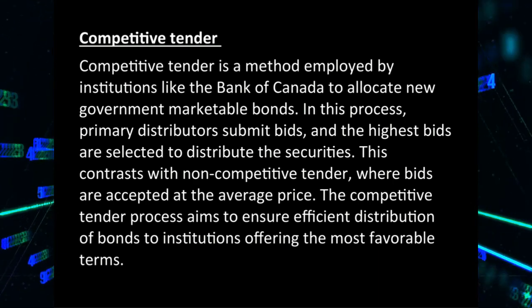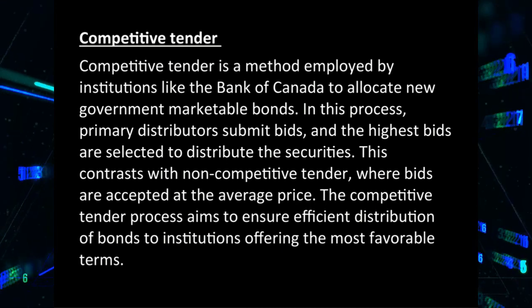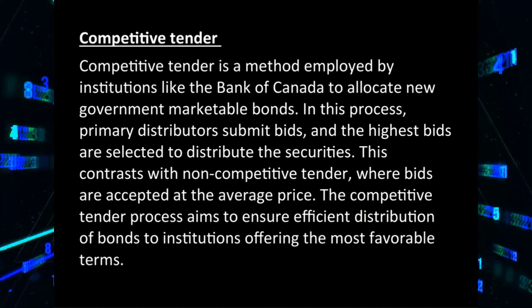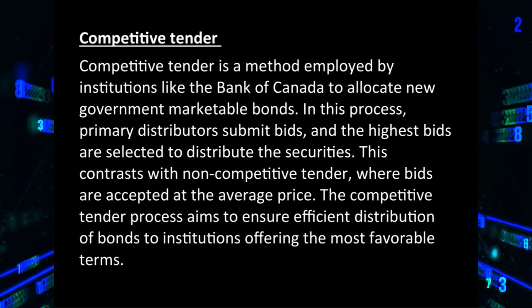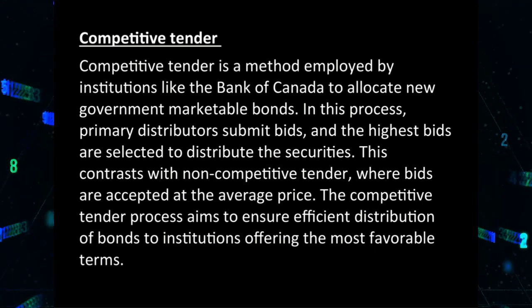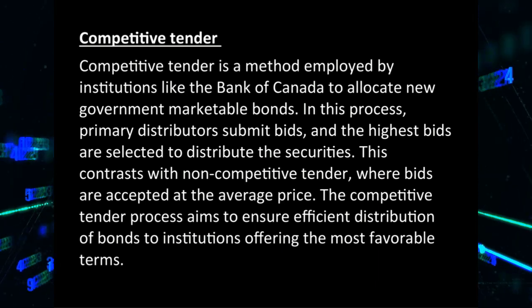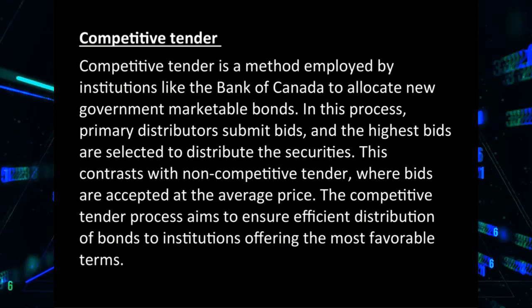Competitive tender is a method employed by institutions like the Bank of Canada to allocate new government marketable bonds. In this process, primary distributors submit bids, and the highest bids are selected to distribute the securities. This contrasts with non-competitive tender, where bids are accepted at the average price. The competitive tender process aims to ensure efficient distribution of bonds to institutions offering the most favorable terms.